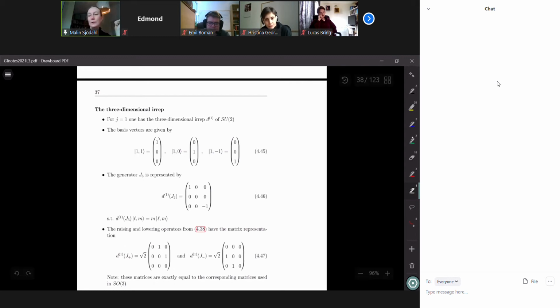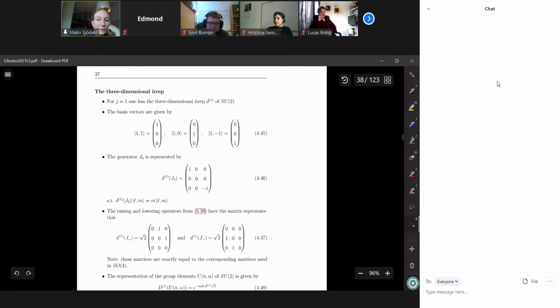So now we consider J equals 1. So this is then a 3-dimensional representation. And we want to define our basis for this space in such a way that we have a 1,1 state that is (1,0,0), a 1,0 state that is (0,1,0), and the 1,-1 state that is (0,0,1). And the generator J3 should give back the m when acting on this state, m times the old basis vector.